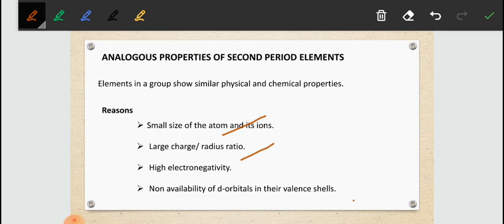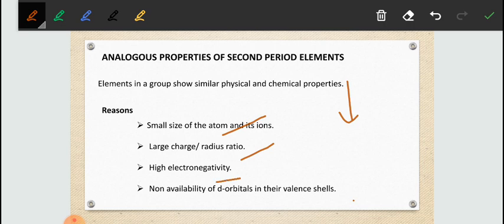The reason is this: their size is very small as compared to the other elements in their group, because as we move down the group the number of shells increases. But the charge of the first element, as compared to its radius, is very large. According to their size, the charge they carry is very large. That's why they show some different behavior.